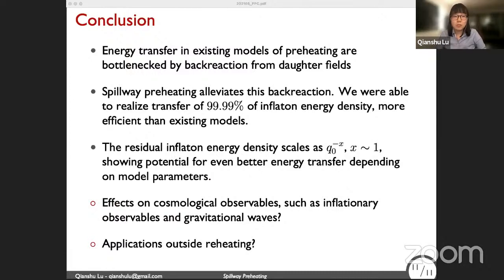Now, to conclude, hopefully I have convinced you that spillway preheating is a new mechanism that can be very efficient at transferring energy density out of the inflaton after inflation. It has this very nice feature that its efficiency scales as an inverse power law with one of the model parameters, Q0, with Q0 to the -x, where x is close to 1. It will be interesting to see what kind of effects spillway preheating has on cosmological observables, such as curvature perturbations or gravitational waves. It would also be interesting to think about whether there is any application of this efficient particle production mechanism outside the context of reheating.